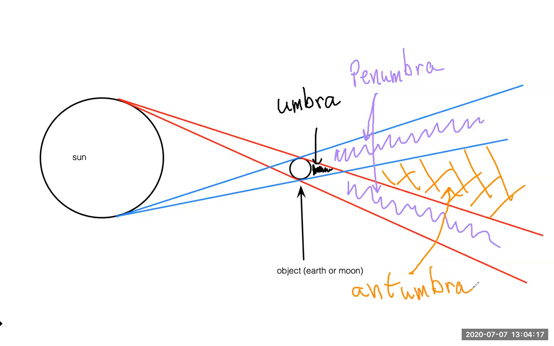So depending on which part of this shadow you fall into, it's going to dictate the type of eclipse you have. If you are in the umbra, you'll have a total solar eclipse. If you fall in the penumbra, you'll have a partial solar eclipse. And if you fall in the antumbra, you will have an annular eclipse.